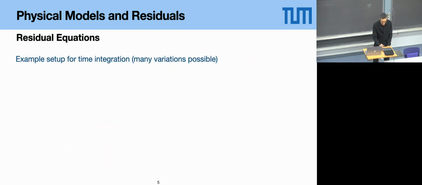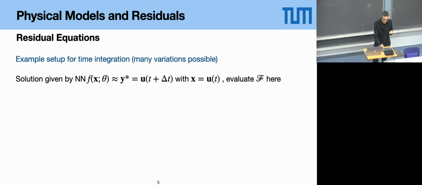So now we want to use this physical model, in terms of the f, in our loss formulation in the neural network training.